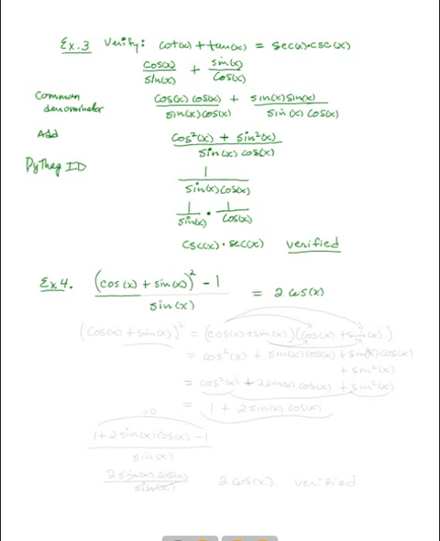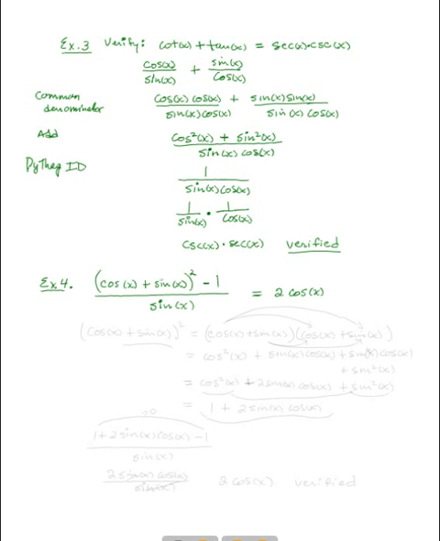Now, example 4 is we want to try to verify that the quantity cosine of x plus sine of x all squared minus 1 divided by the sine of x is equal to 2 times the cosine of x. Now, that is quite a bit different on the left and right. On the left side you have a complicated looking expression. On the right side you've got about as simple as an expression can get, 2 times the cosine of x.